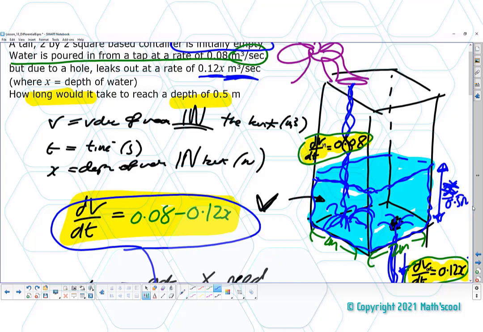Tell me when the level will stop rising. Bradford: when 0.08 equals 0.12x. Yeah, perfect. Bradford says, look, if the volume coming out matches the volume coming in, if those match each other, then it's going to stop increasing. So in other words, 0.08 equals 0.12x, and then divide both sides by 0.12, which will give us 8/12, which will cancel down to 2/3.